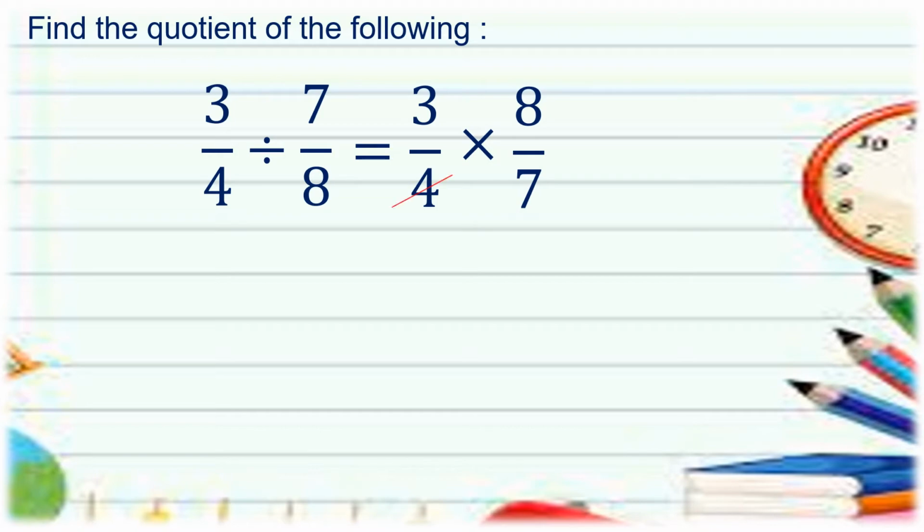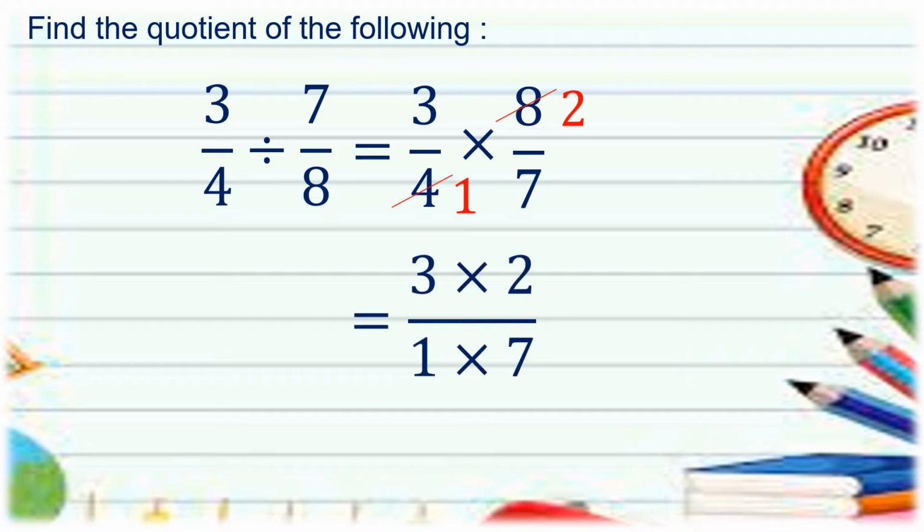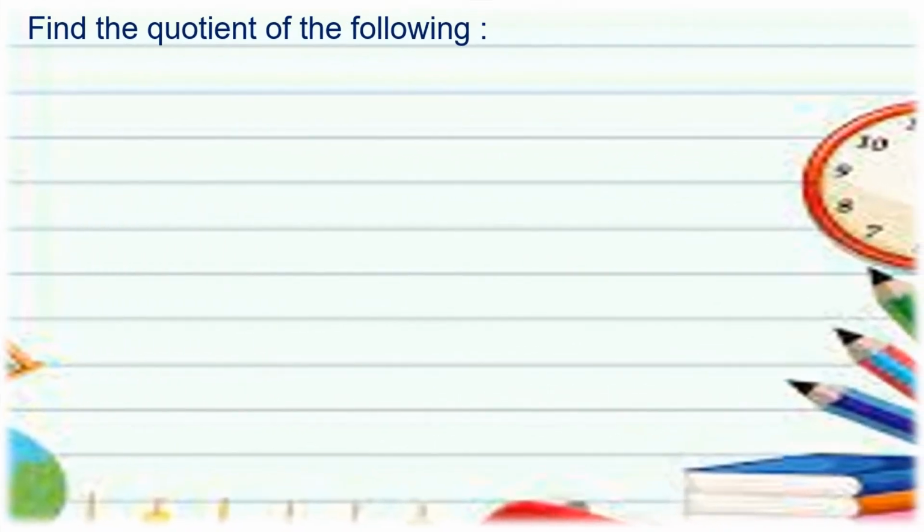Then we can simplify 4 and 8. 4 will become 1 and 8 will become 2. Then multiplying the numerators as well as the denominators, we get 6 over 7. That is example number 1. Now let us have another one.